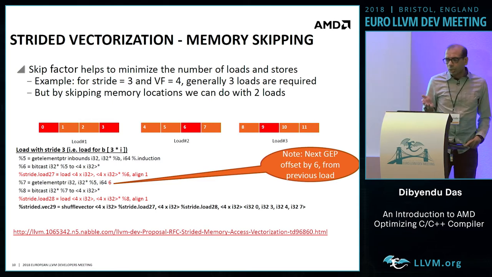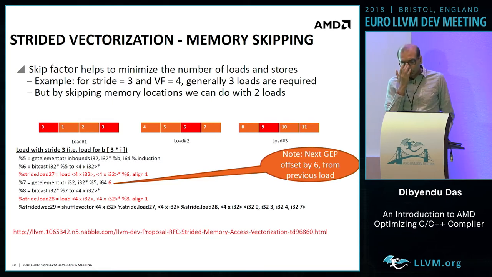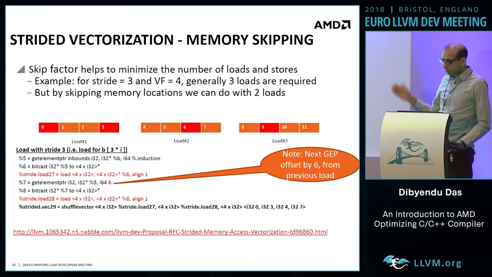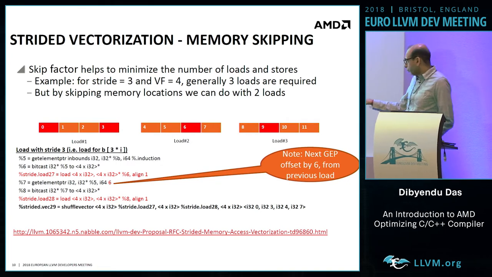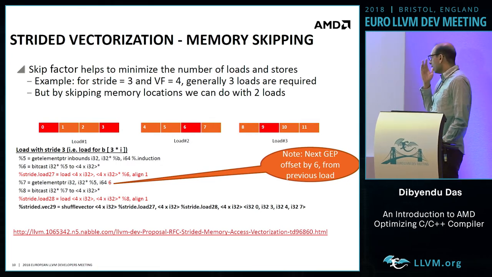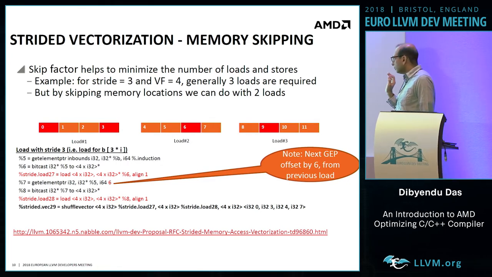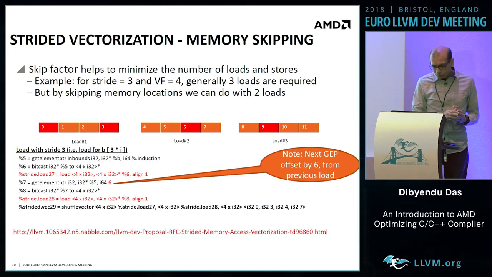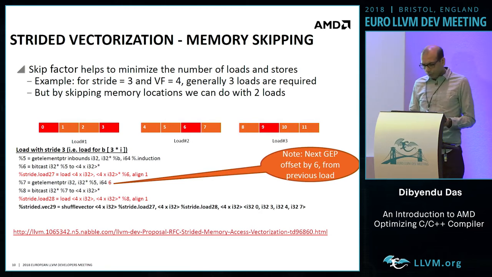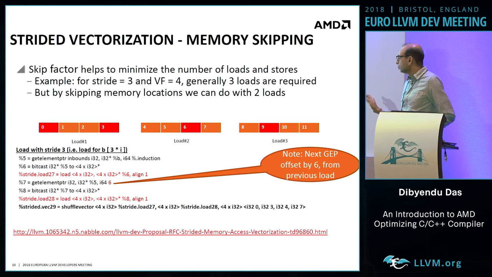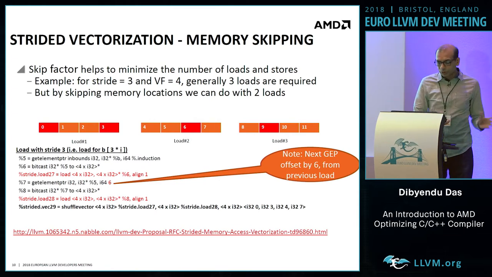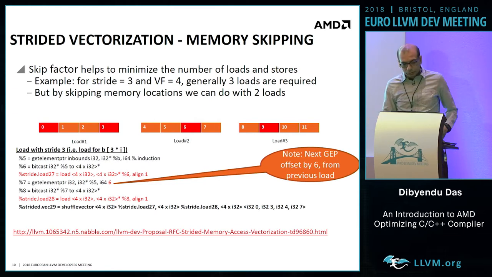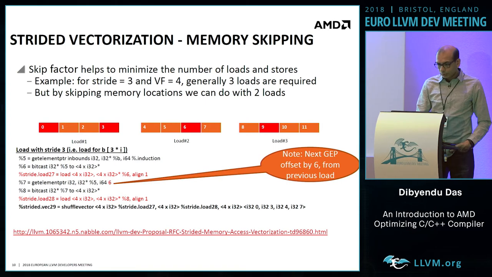So this will give you an improved number of loads when you have this kind of pattern. This was also proposed, but the focus of our implementation was actually restricted to non-scatter-gather kind of intrinsics. But there were some issues with that, because we were generating shuffles and not masked gathers and scatters.